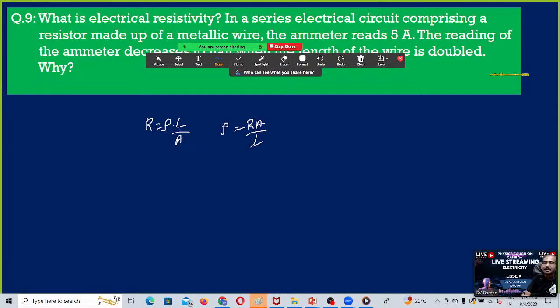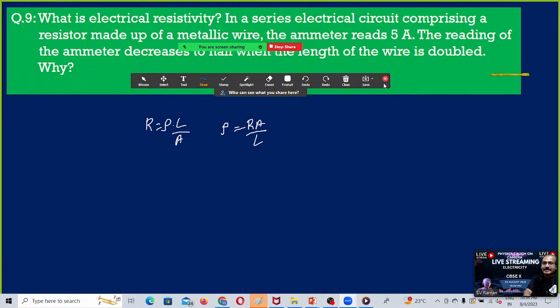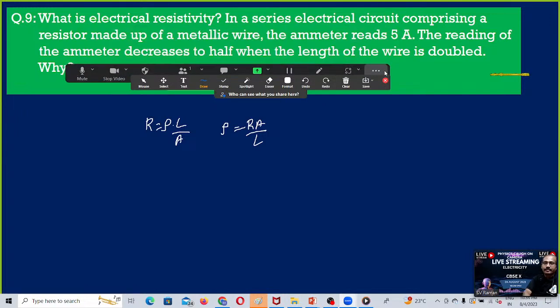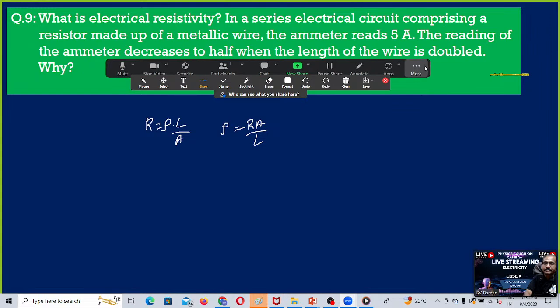Okay. Next, the combined question over here. In a series electrical circuit comprising the resistor made up of a metallic wire, the ammeter reads 5 amperes.